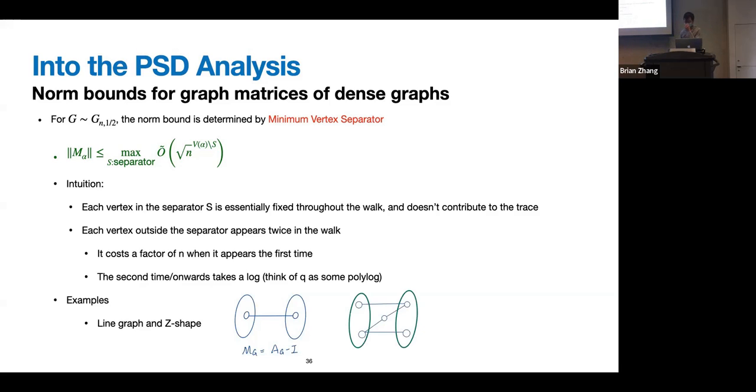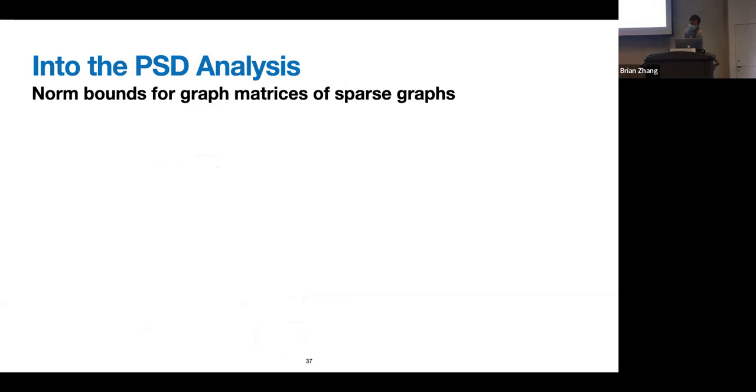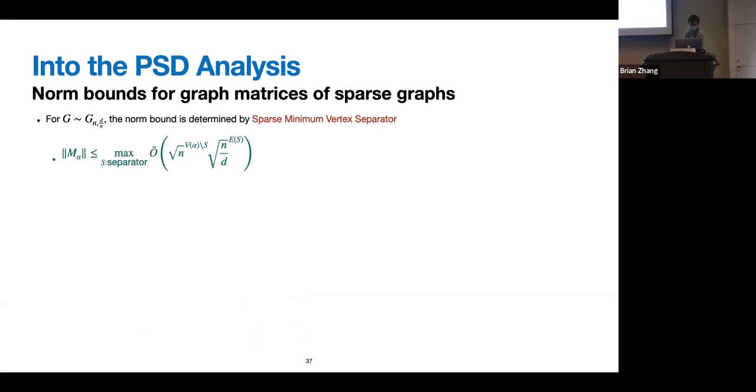And for the Z-shaped graph, we know that you can take these two vertices to be the minimum vertex separator, and you have three vertices outside. So it's root n cubed for the norm bound. But since they're different for sparse graphs, let's see what differs.